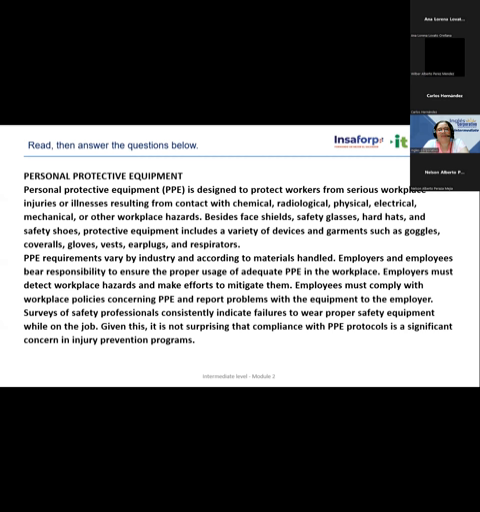Personal protective equipment, PPE, is designed to protect workers from serious workplace injuries or illnesses resulting from contact with chemical, radiological, physical, electrical, mechanical, or other workplace hazards. Besides face shield, safety glasses, hard hat, and safety shoes, protective equipment includes a variety of devices and garments such as goggles, coveralls, gloves, vests, earplugs, and respirators. Thank you.